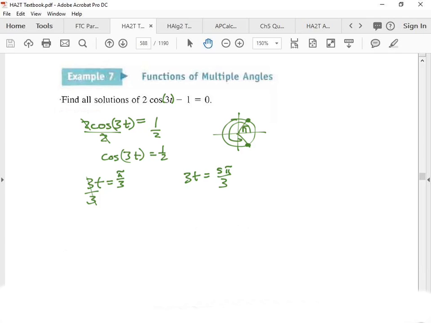Now, if I divide by 3, isn't that the same as multiplying by 1/3? I like to multiply by 1/3 because I have a fraction right there, so I get t equals pi over 9.